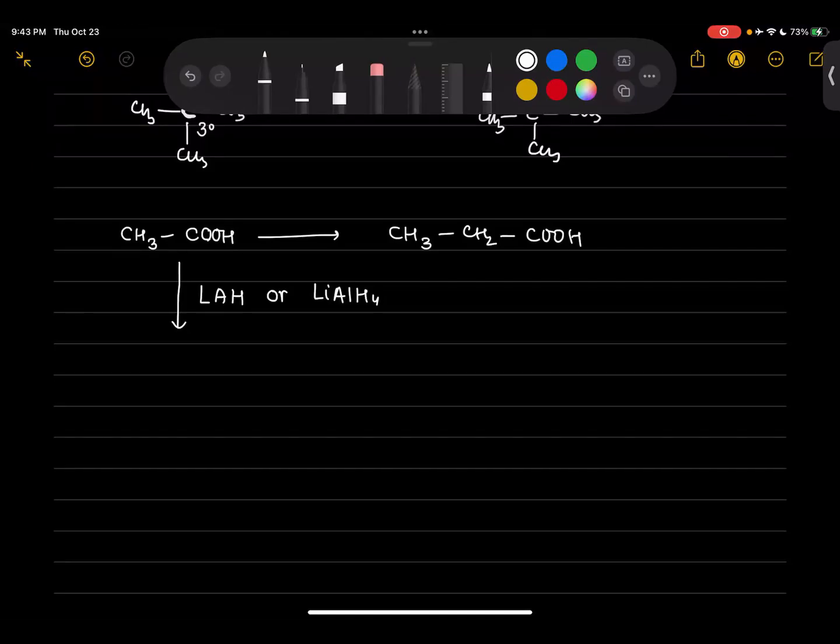using LiAlH4. When I reduce it using LiAlH4, this is going to change to CH3CH2OH. Right? This is the reduction of carboxylic acids. And the preparation of alcohols we have seen using LiAlH4. You can't use NaBH4, that also we had seen, because that was mild. Got it?